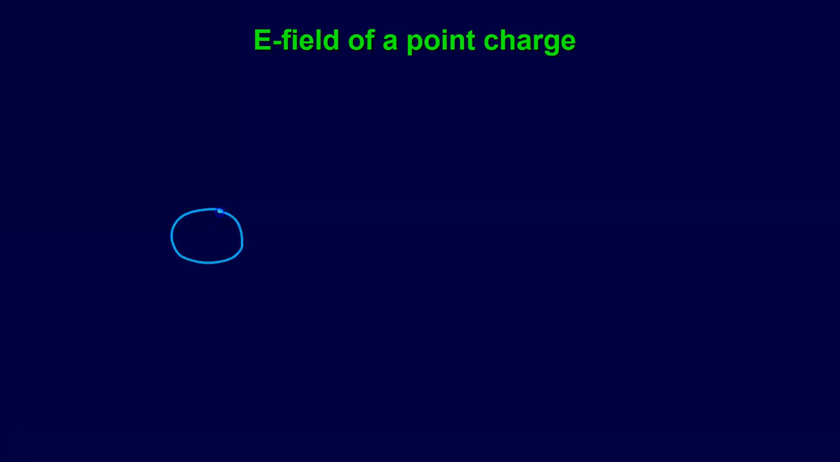Just to look at this picture, here's my idea of a point charge. If I'm trying to find the electric field right here, just to convince you, it should be pointing away from the charge. So here's a point A and a point B.